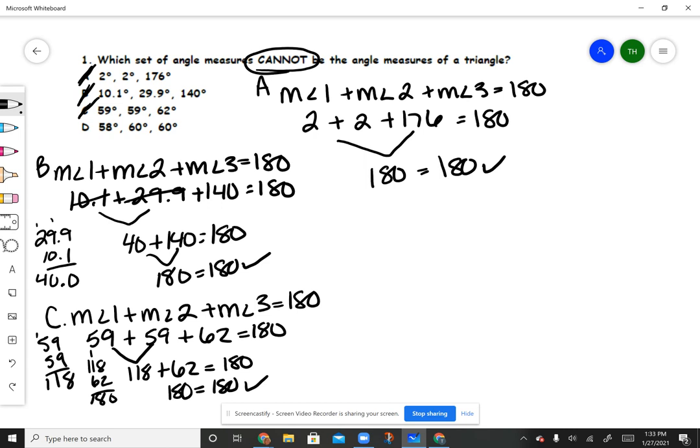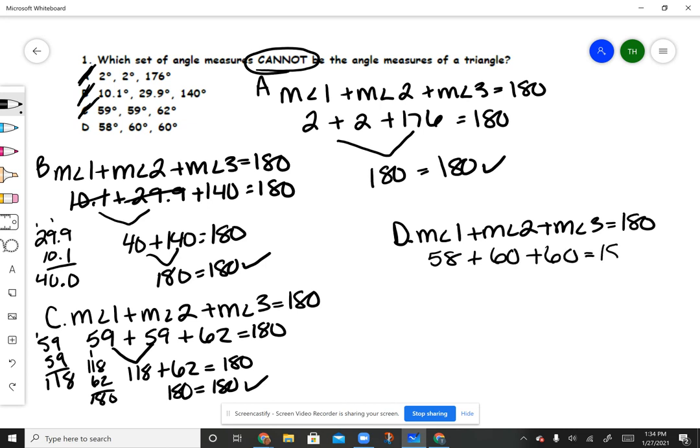but I'm always going to check to make sure. Okay, so let's do D right here. Measure of angle 1 plus the measure of angle 2 plus the measure of angle 3 equals 180. I have 58 plus 60 plus 60 equals 180. Okay, I'm going to add these two together first because I know 60 plus 60 is 120. I've used these. 120 plus 58 is 178. Does 178 equal 180? It does not. So that is the one that is not true, that cannot form a triangle. So my answer is D.